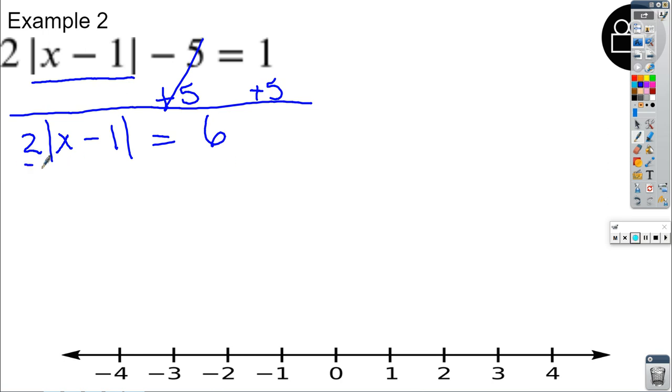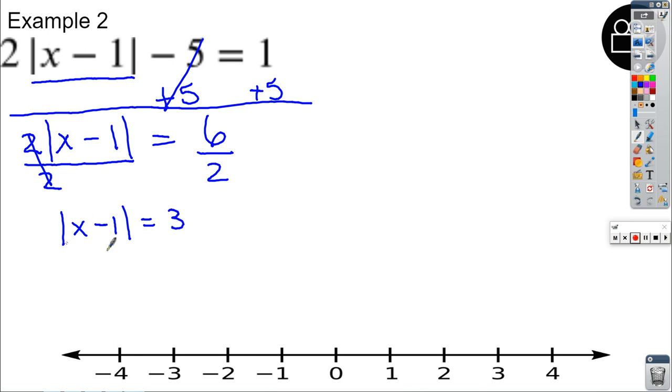Now I want to get rid of this 2, so I'm going to divide by 2, because the opposite of multiplication is division. So what's going to happen is now it's going to leave me with the absolute value of x minus 1 equals 6 divided by 2, and then I have 3.